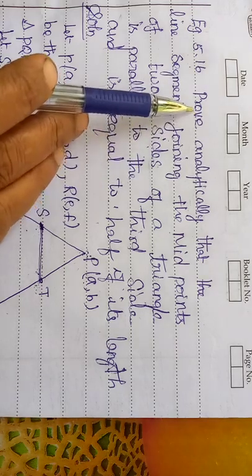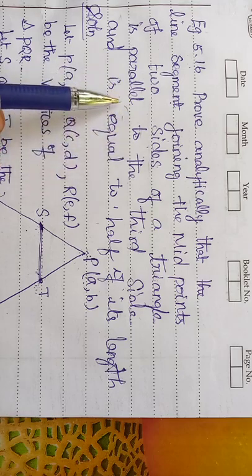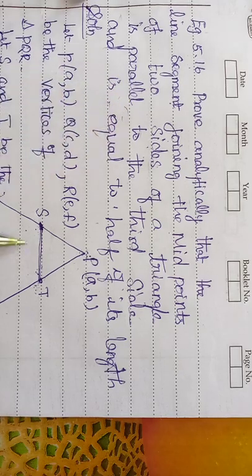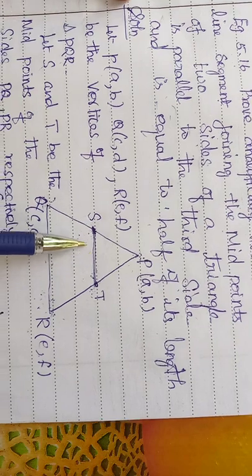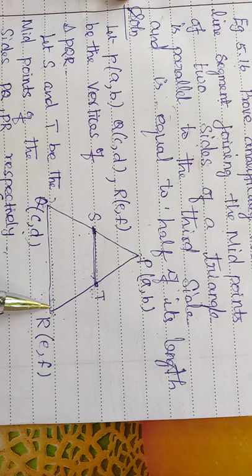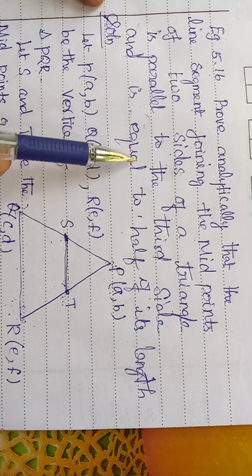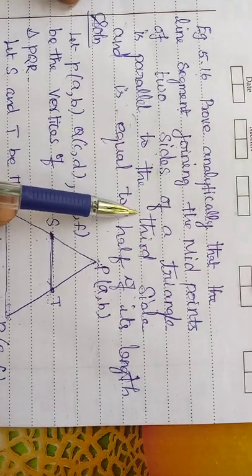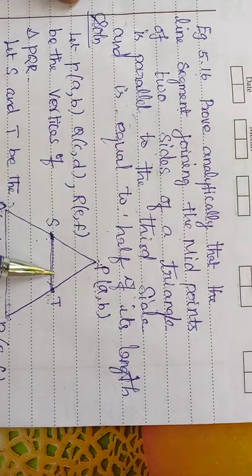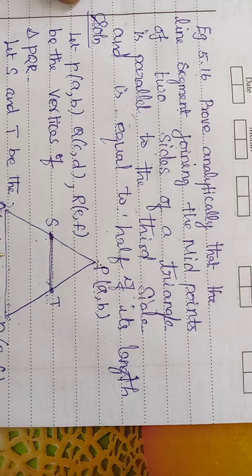What is example 5.6, the part we have completed, isn't it? So here they asked us to find out two things. What are they? First, we have to show the line ST is parallel to QR, isn't it? That one we completed using the slope concept. One more concept they asked: we have to prove the length of ST is equal to half of the length of QR.